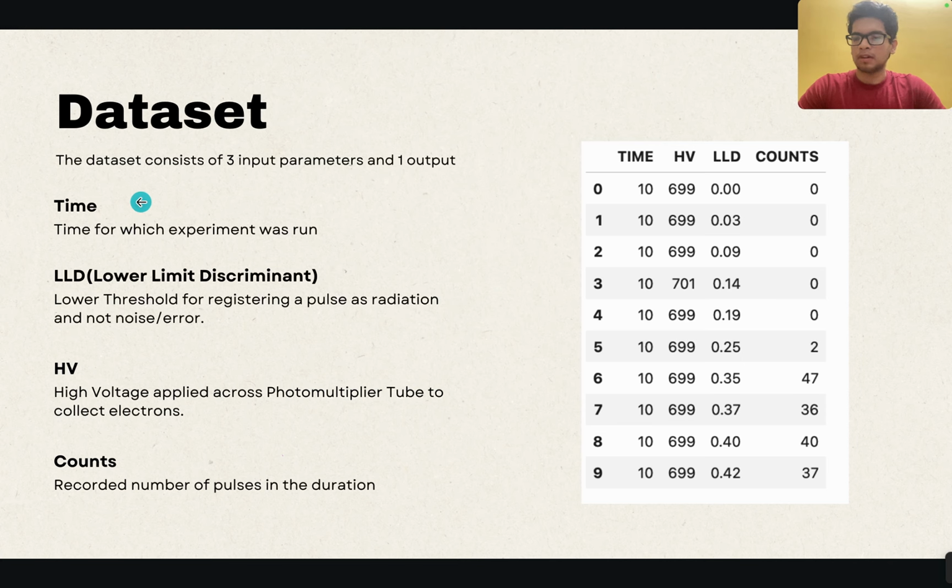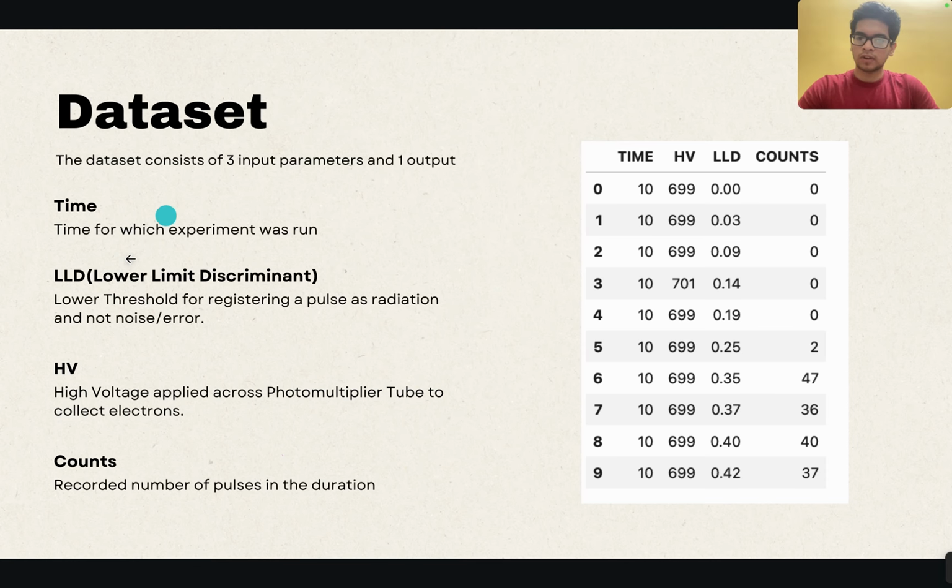So the input parameters which I'm using are the time for which the experiment was run, or for which the radiation was allowed to hit the detector. LLD, which is the lower limit discriminant. The lower limit discriminant is the minimum threshold energy which an input radiation must exceed for it to be recorded as a pulse. If an input radiation has energy lower than the lower limit discriminant, it will either not get recorded or get discarded as background noise, and not an input radiation.